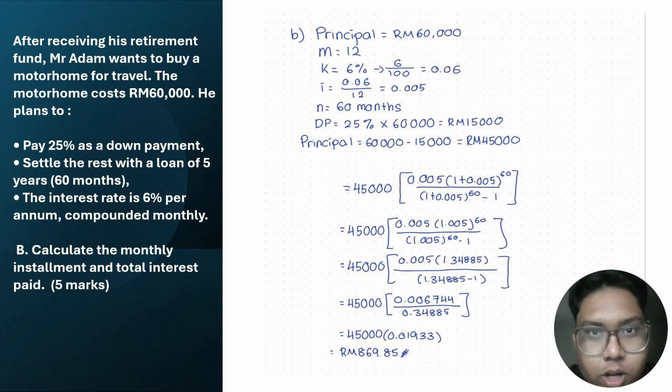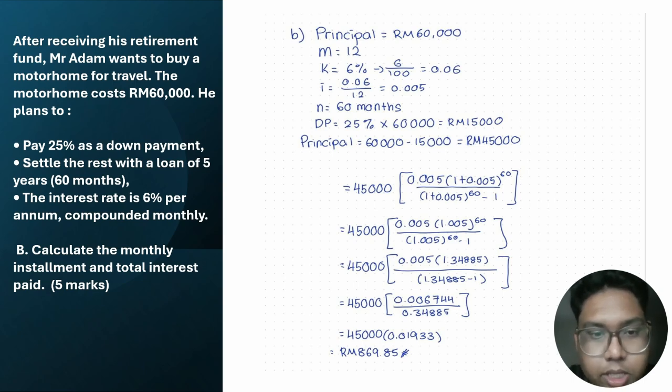Okay. Now we proceed to the next question, which is question B. After receiving his retirement fund, Mr. Adam wants to buy a motorhome for travel. The motorhome costs 60,000 ringgit. He plans to pay 25% as a down payment, and settle the rest with a loan of 5 years, 60 months. The interest rate is 6% per annum, compounded monthly. So the question is: calculate the monthly installment and total interest paid.